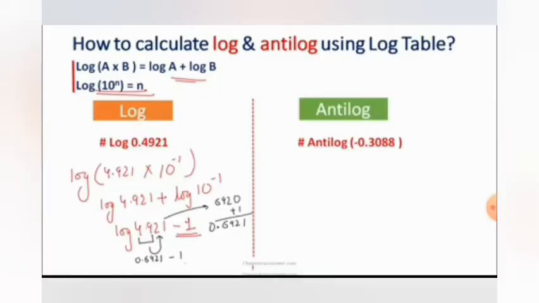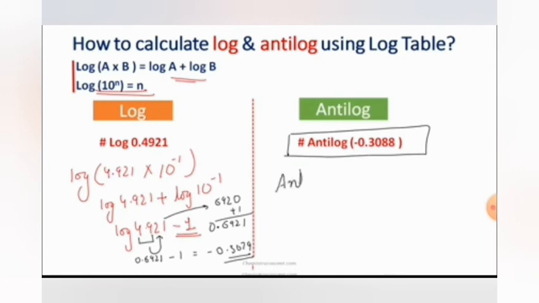Therefore add the mean difference value to the first value. Therefore it becomes 0.6921. 0.6921 minus 1, that is equal to minus 0.3079. Okay. Then take the antilog of minus 0.3088.